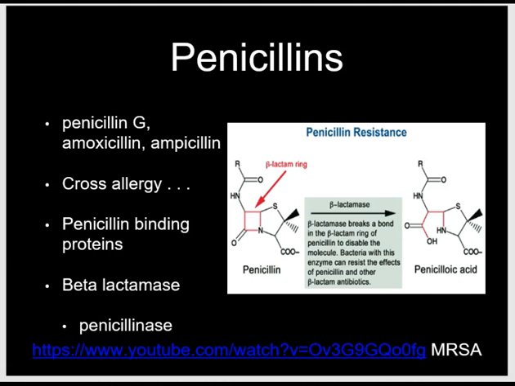Okay, one way resistance happens is that the bacteria change the shape of the penicillin binding protein. The other way resistance happens is that this beta-lactamase enzyme also inactivates the drug, so the antibiotic can't work anymore against the cell wall. So you have to find different drugs that will work on those kinds of resistances. Okay.